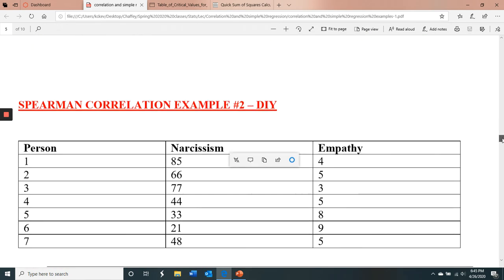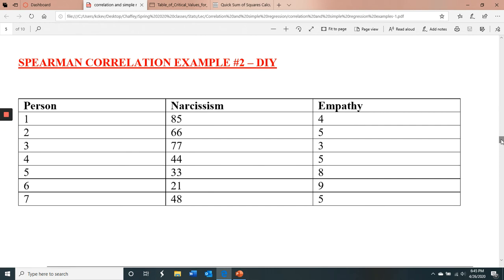So go ahead and do a Spearman correlation on your own with the same data that we had before. So this is the same data as what we had for narcissism and empathy before when we did Pearson. Now do a Spearman. You can pause it if you're ready to go. You can listen for a few more seconds if you're not.